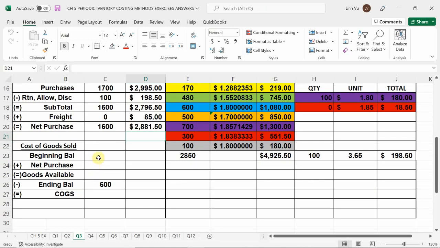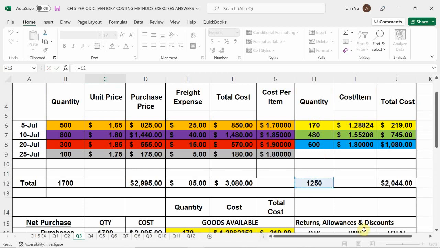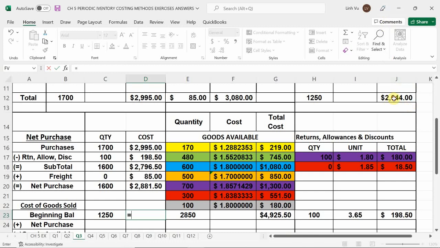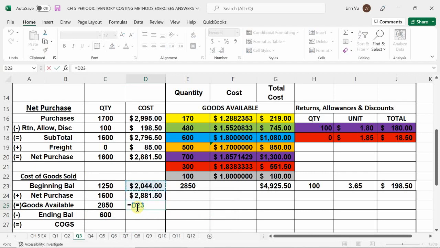So in this case, do I have beginning inventory? Yes, I do, right? I carried it from my previous worksheet. I have a total of 1,250 units at a grand total cost of $2,044. I'm going to carry down my net purchases of 1,600 units at $2,881.50. So my grand total available to sell is going to be 2,850, which matches your goods available, for a grand total cost of 2,044 plus 2,881.50.